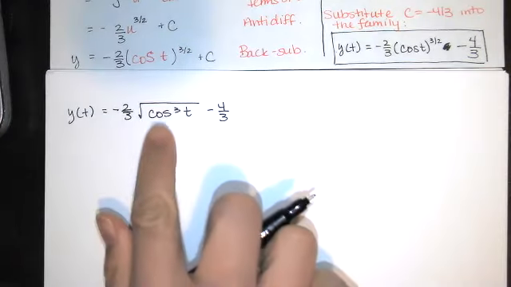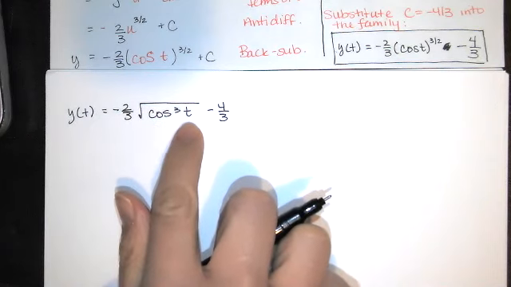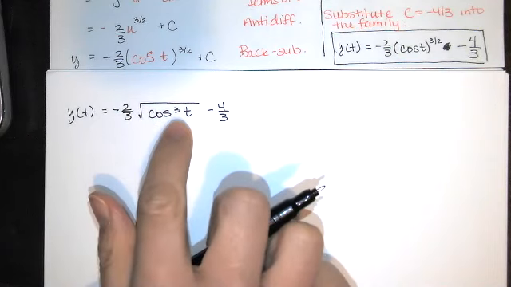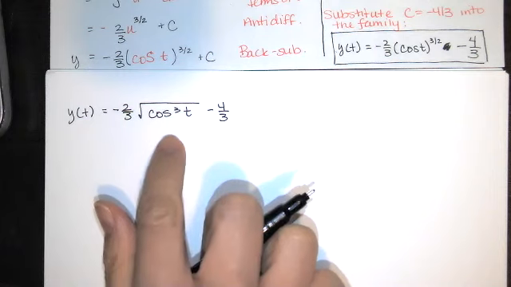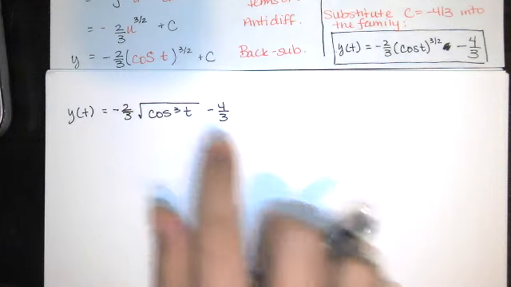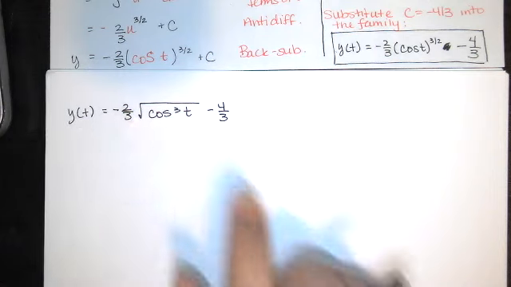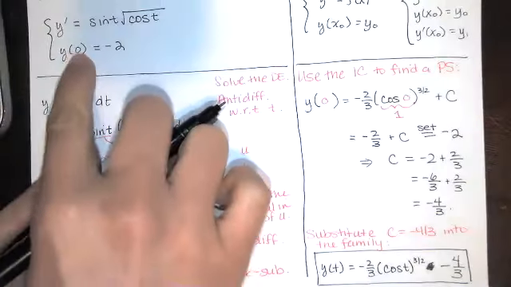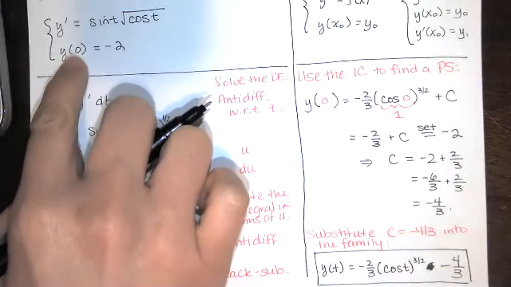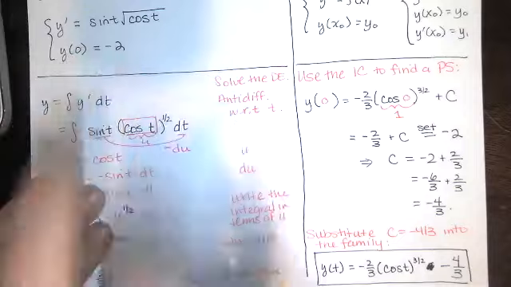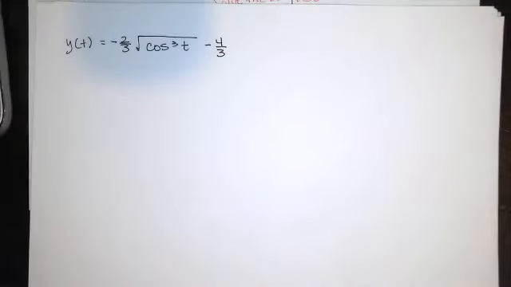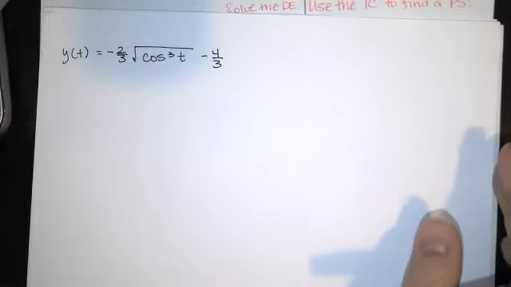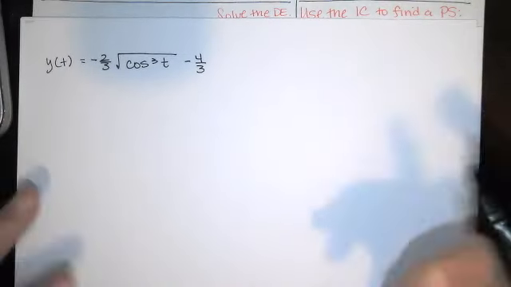Now this will only be well defined when cosine of t is positive or possibly 0. And we also need for this to be well defined when t equals 0, because that's what we're told here. When t equals 0, y is equal to negative 2. So our interval of existence for this solution needs to include the interval where t equals 0.